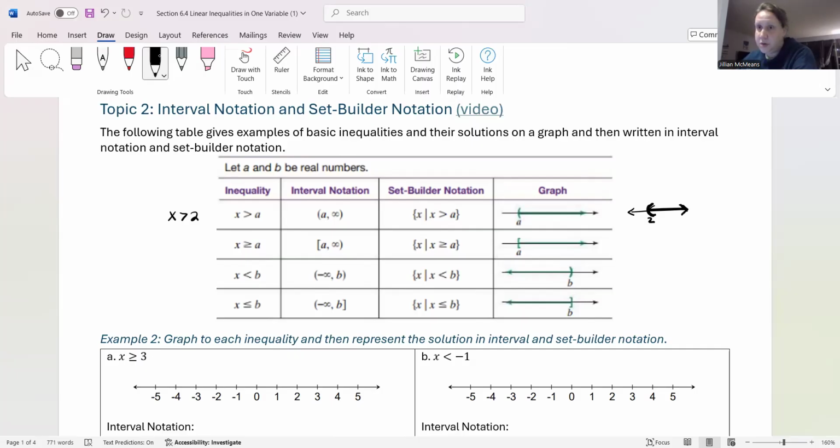You always want your intervals to read from left to right. So I would say, okay, I can go from 2 forever to the right. Well, what is forever to the right? In math, forever to the right, we use infinity. We can go from positive 2 to positive infinity.